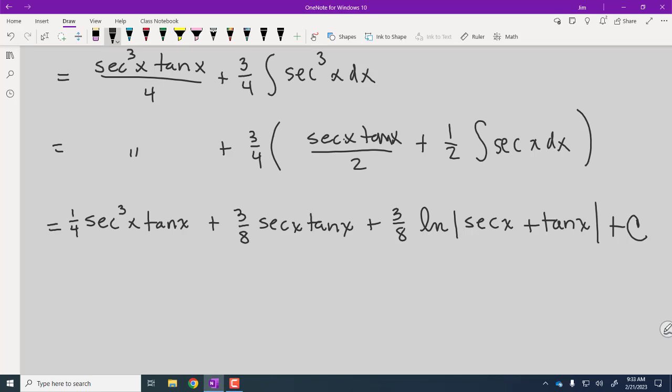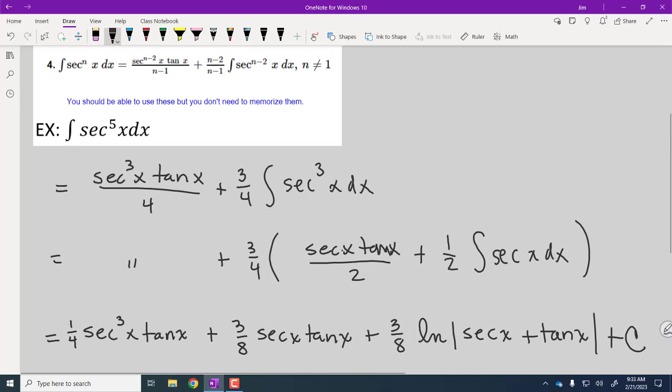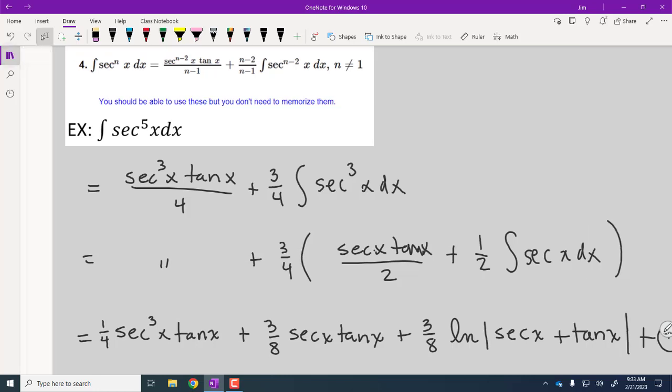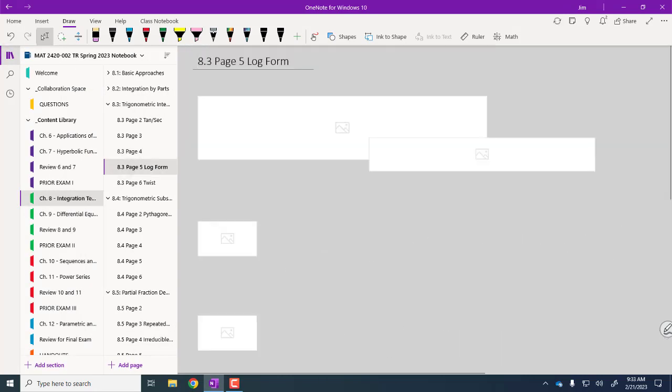So we've done our reduction identity. We've repeated this formula a couple times. And then we get down to secant to the 1. And that's an antiderivative that you should become familiar with, because you'll see it a lot. So let's go to the next slide. And we're going to notice something.